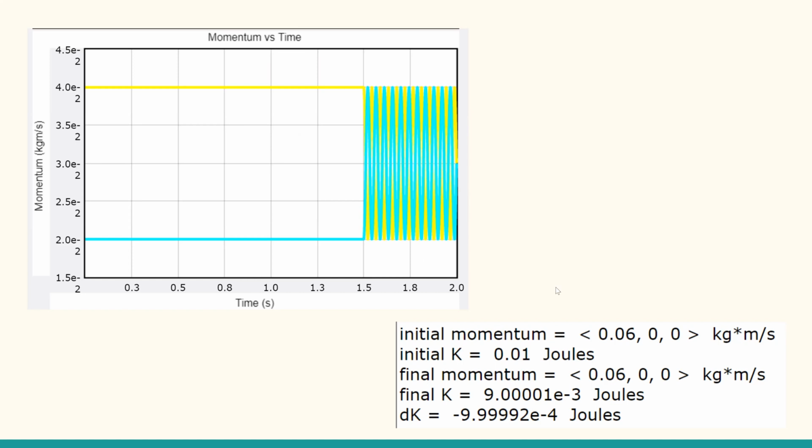And so here it shows the initial momentum was 0.06, I'm sorry, in the x direction. And so the same as the final momentum, which shows that final momentum in general was conserved. But the kinetic energy was not conserved because in an inelastic collision, kinetic energy is not conserved.